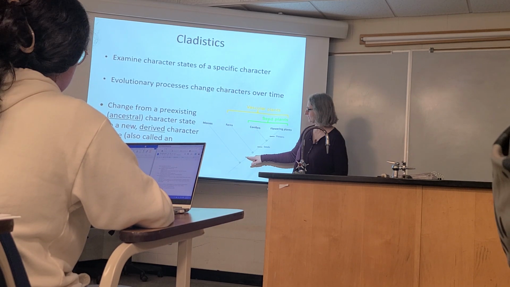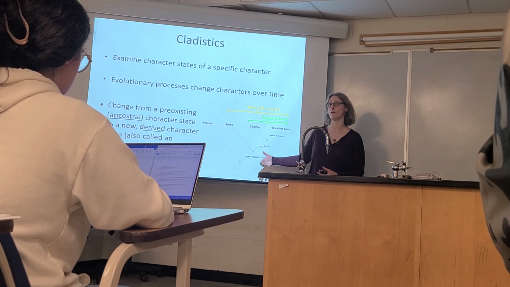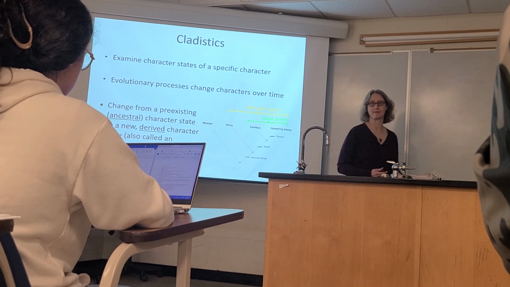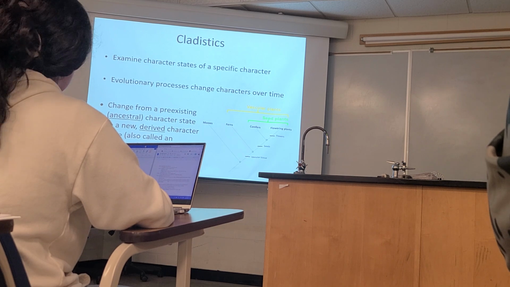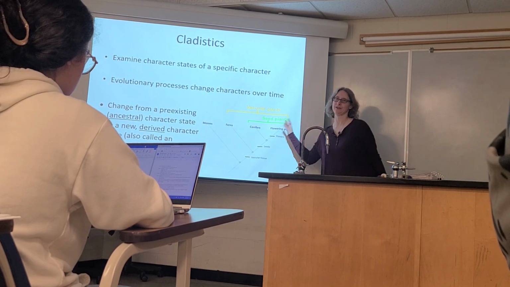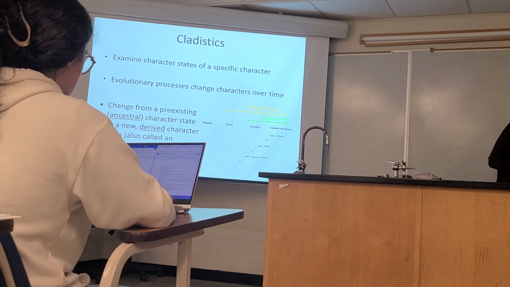But once we get to here, this is considered the derived character state, the new evolved one, right? And so that one is also sometimes referred to as an apomorphy. Apomorphy and derived character state mean the same thing. So the derived state is to have vascular tissue, right? So everything that has vascular tissue has that derived character.